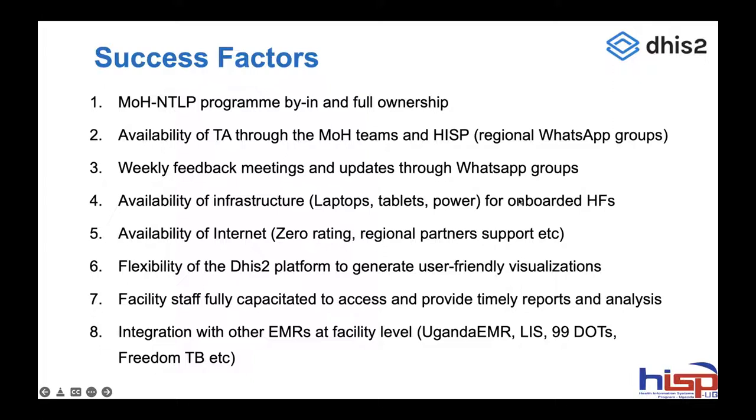Availability of infrastructure, I already mentioned this, for the facilities that have been trained. Internet, we've had to negotiate something called zero rating with service providers so that they add the URL for the system on a zero rated platform. Regional partners support training, on-site mentorships, support visits, and so on. We've also had the DHIS2 flexibility to generate user-friendly visualizations. These are very key. Then facility staff have been trained. And then I already mentioned also the integration with some of the existing systems that are in the landscape.